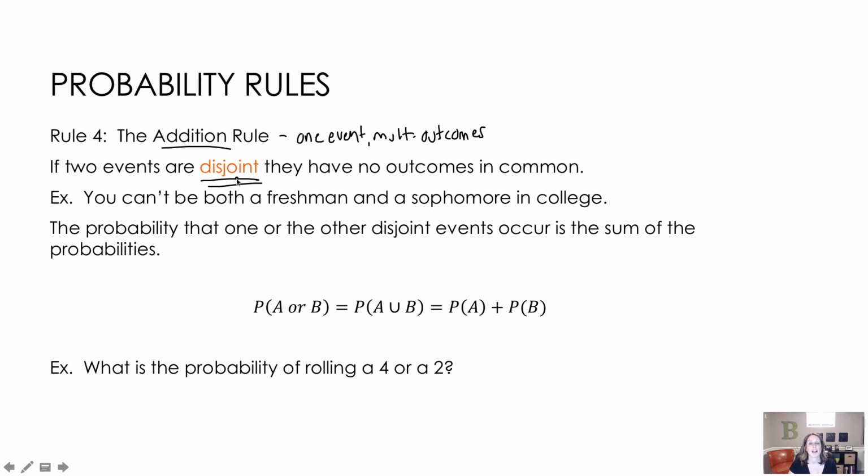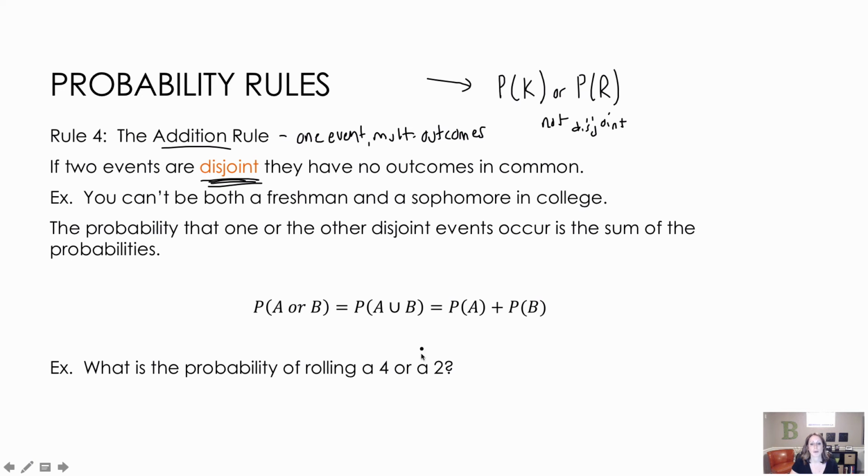Something where they're not disjoint would be, say I'm drawing a card and I want to find the probability of a king or the probability of a red. Well, there are reds that are kings, or kings that are red. So these are not disjoint, and we couldn't use this particular rule for finding that probability until I show you the general addition rule. So more to come on this later. For now, we're only looking at disjoint events.